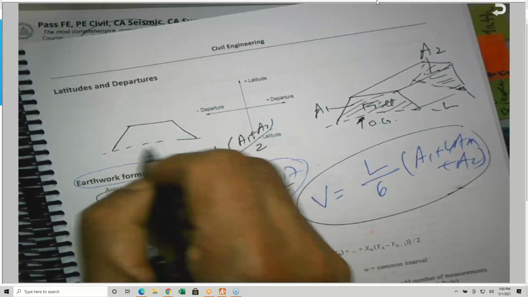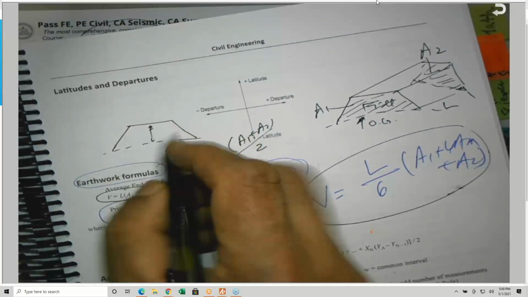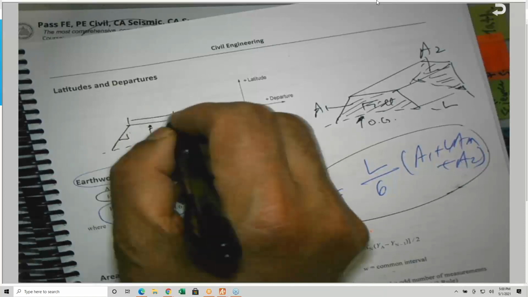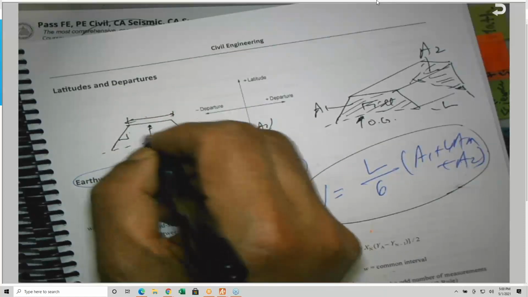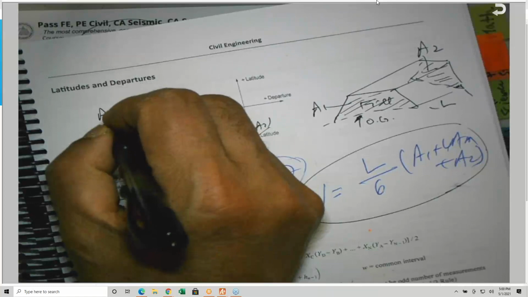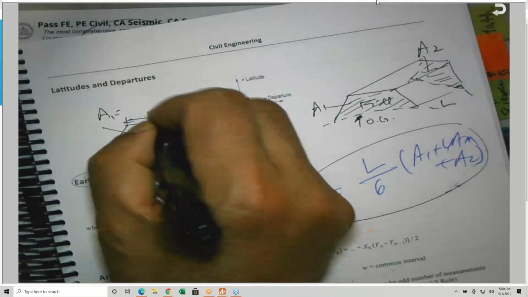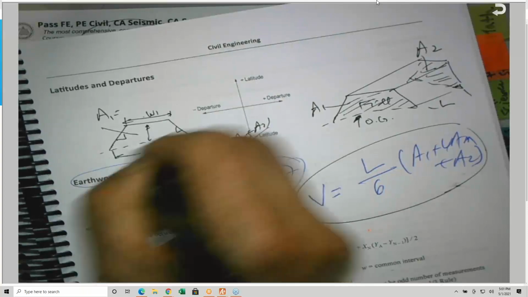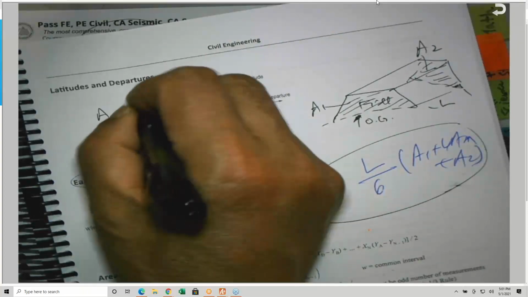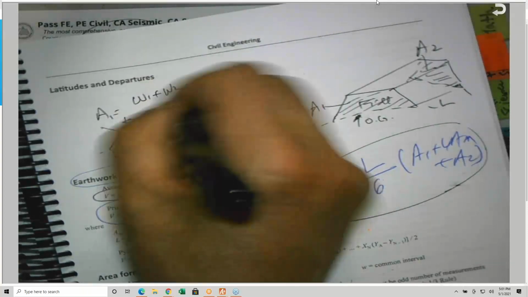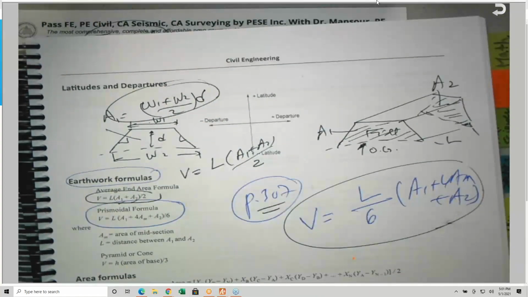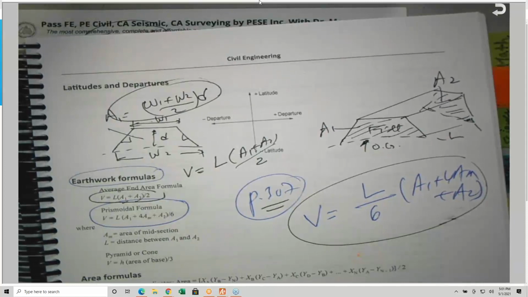So if the depth of the fill is known and the side slopes are known, and I know the width of the road here, basically this is a trapezoid. The area is equal to W1, this width, plus W2, at the bottom, divided by 2, times the depth D. The area of a trapezoid, we know this from high school. So the area is always calculated.